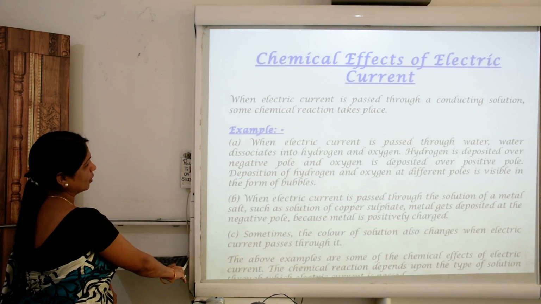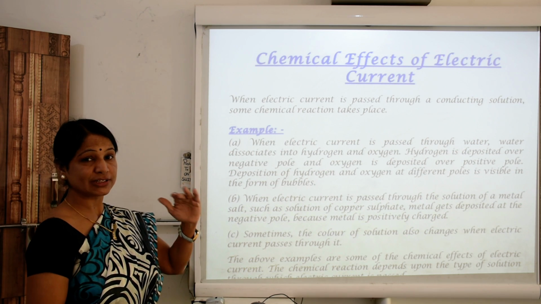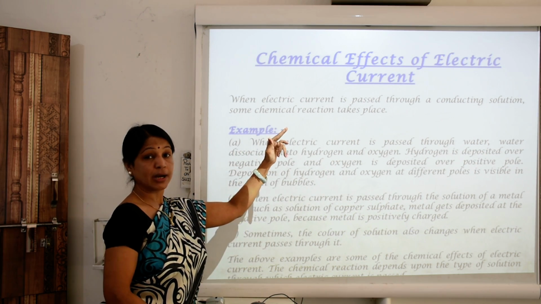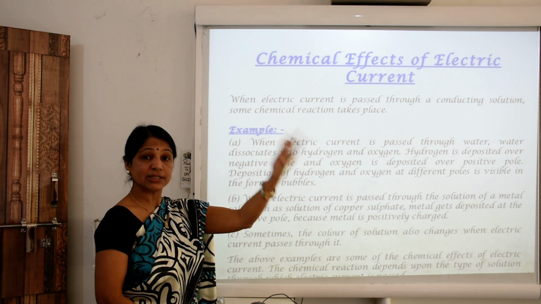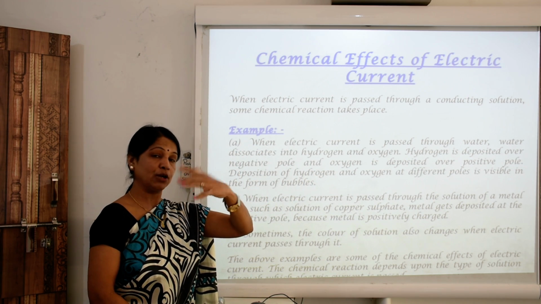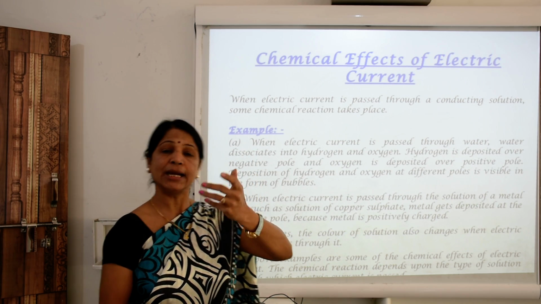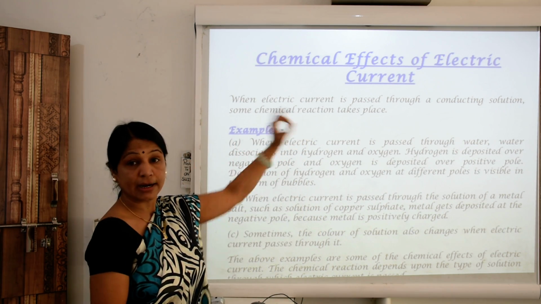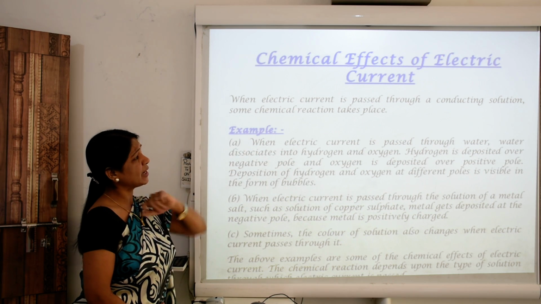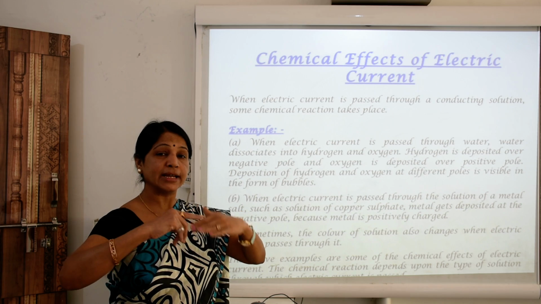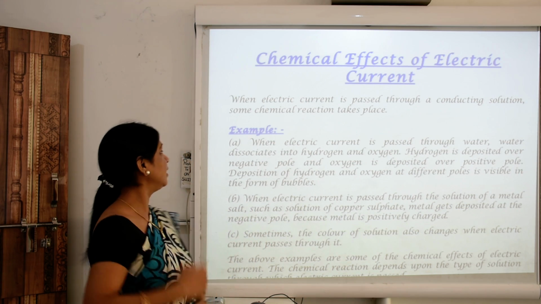So here we are going to see the chemical effects of the electric current. When electric current is passed through a conducting solution, it may be any type of water or any other liquid we can take, but it must be conducting. Some chemical reactions take place, various types of chemical reactions are held.